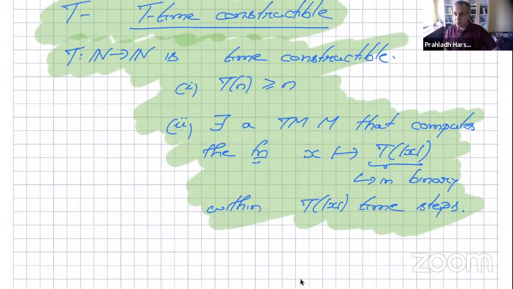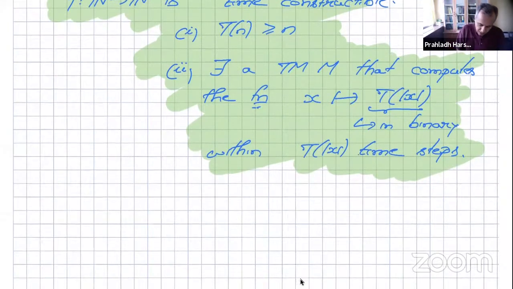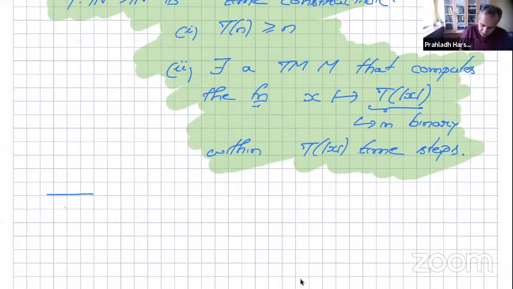Okay, why did I give these examples? I have 7 more minutes. I want to say we work with a very specific definition of Turing machine.